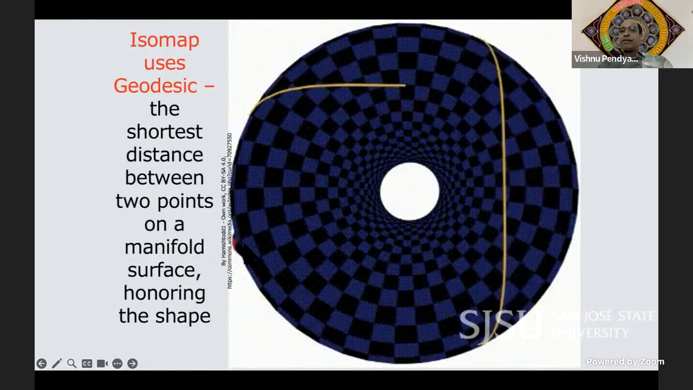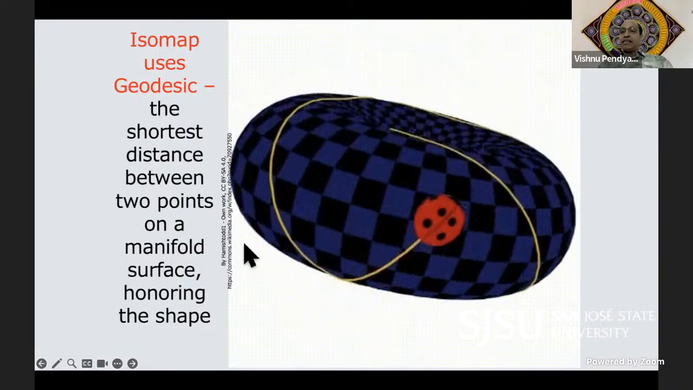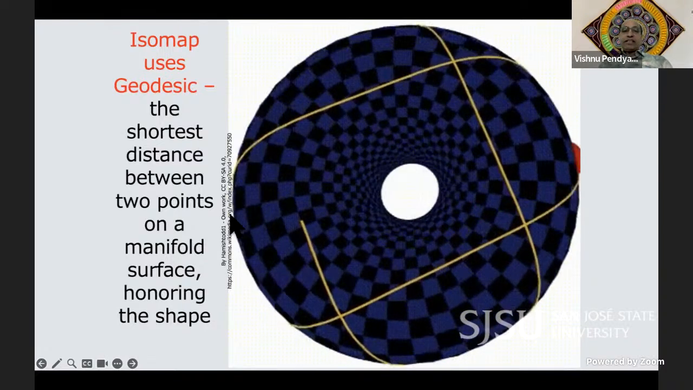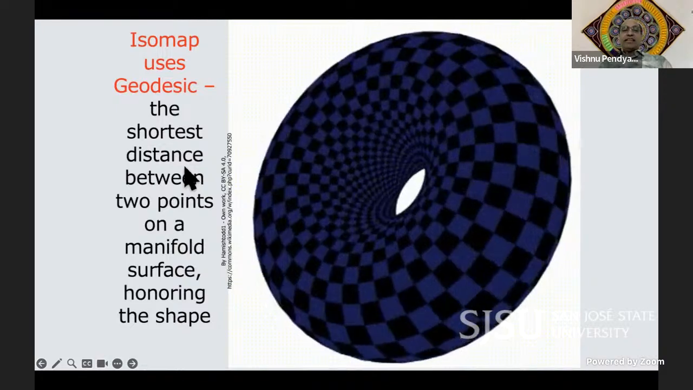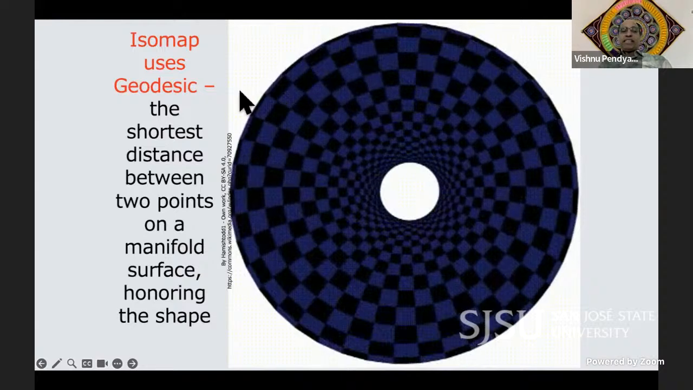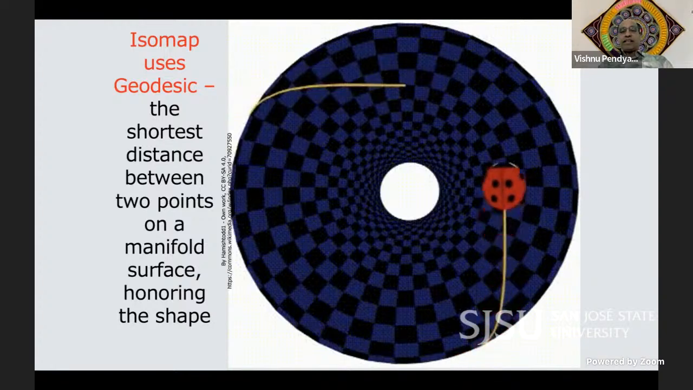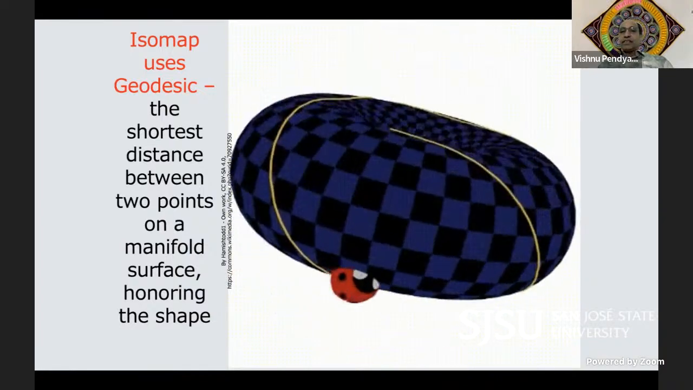A manifold is a special type of curved surface that locally feels like Euclidean space. So you take all the small checks, small squares or rectangles on this donut shape, torus. Each of them can be visualized as a Euclidean plane. So within that square, the distances can be Euclidean. But the overall space is not Euclidean. It is more like a manifold.